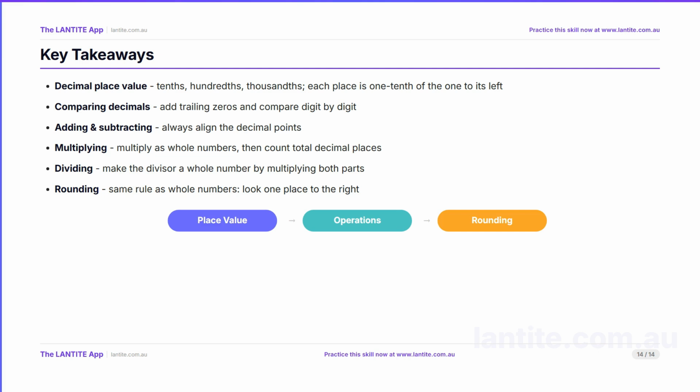For multiplying, ignore the decimals, multiply as whole numbers, then count the total decimal places in both factors to place the decimal point. For dividing, make the divisor a whole number by multiplying both numbers by the same power of 10. And for rounding, use the same rule as whole numbers. Look one place to the right of where you're rounding. These skills will come up repeatedly on the LANTITE, so make sure you're confident with each one before moving on.